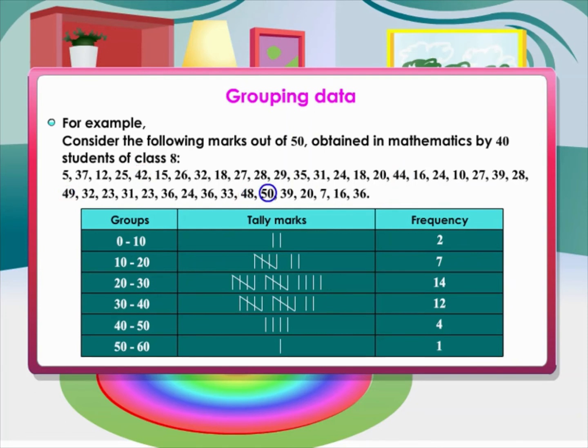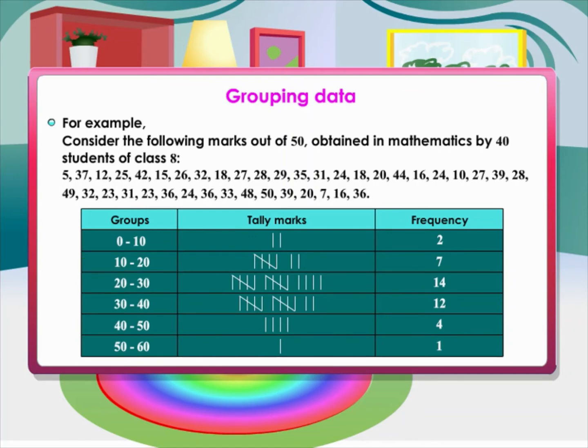One of them scored marks between 50 and 60. It is important to note that 10 occurs in both the class intervals, that is 0 to 10 as well as 10 to 20. 10 belongs to the class interval 10 to 20 and not 0 to 10.